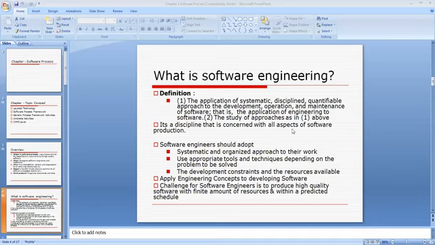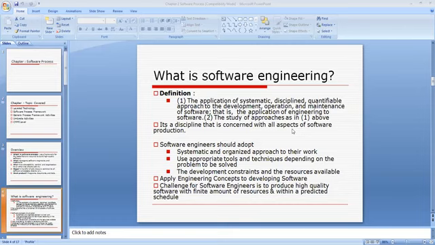Software engineers should adopt a systematic and organized approach to their work, and use appropriate tools and techniques depending on the problems to be solved, the development constraints and the resources available. They should apply engineering concepts to developing software.